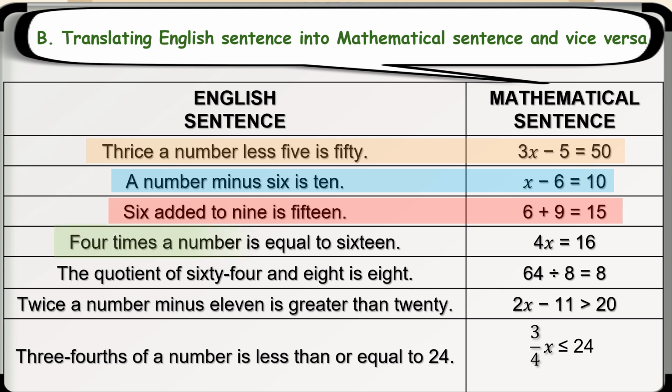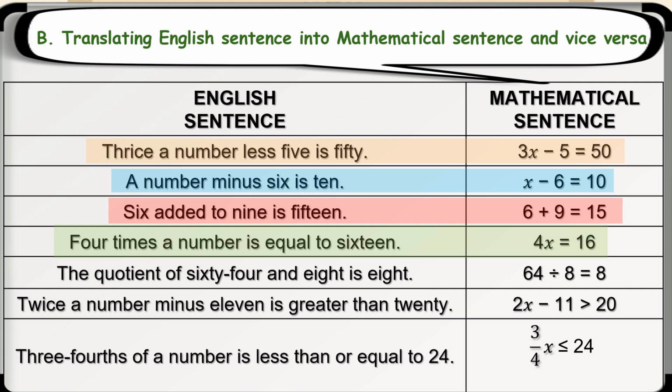Another example. 4 times a number is equal to 16. Note the phrase 4 times a number. That means we will multiply 4 to an unknown number which can be written using any letter, equals 16. So therefore, our mathematical sentence will be 4x is equal to 16.